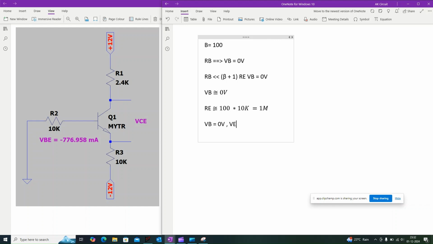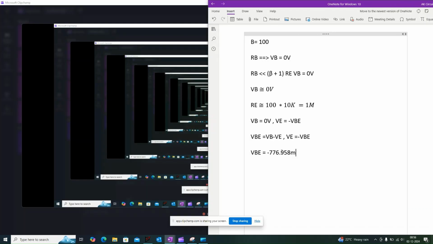So VE is equal to minus VBE, because VBE is equal to VB minus VE. As VB is equal to 0, then VE is equal to minus VBE. So the value of VE is equal to minus 776.958 millivolt.